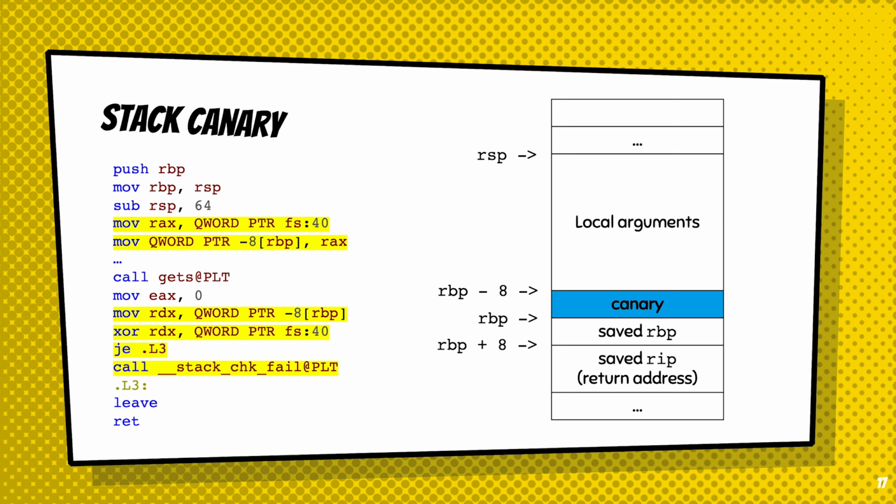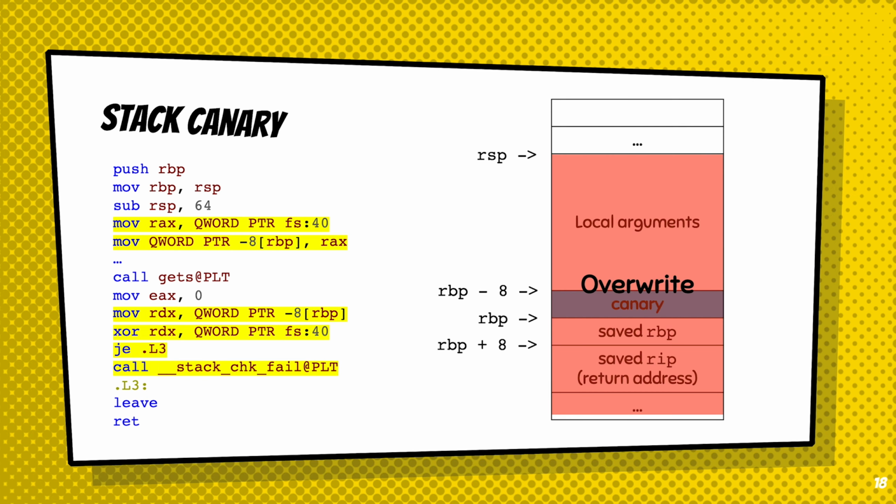So at the start of each function, it will set up a randomized value on the stack, and then before the function returns, it will check this value again. In this case, if there's an overwrite, the overwrite will have to be equal to this randomized stack canary value. Otherwise, it will detect that the value got changed and go to stack check fail.